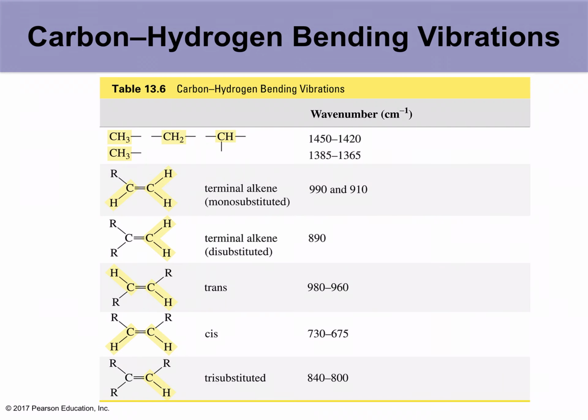So these are some values for the carbon hydrogen bending vibrations. Again, you don't have to memorize any of these, but you can see the hydrogens, depending on whether it is a terminal alkene, monosubstituted or disubstituted, and then trans or cis and trisubstituted, they have different wave numbers. Always we can refer to a table if you need to identify these bending vibrations.